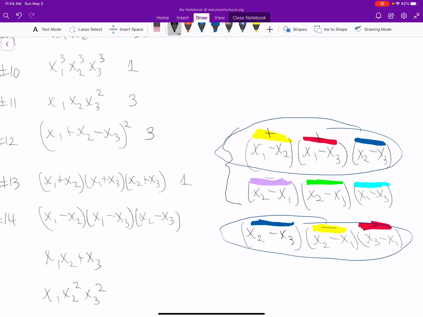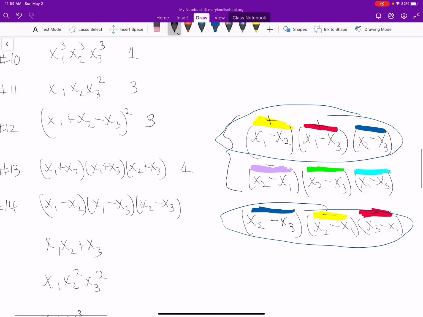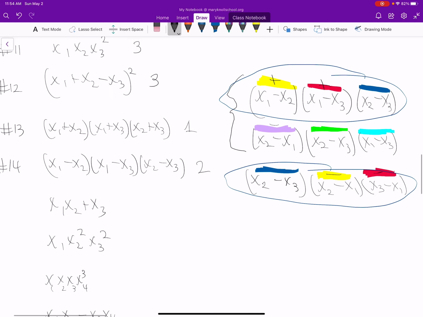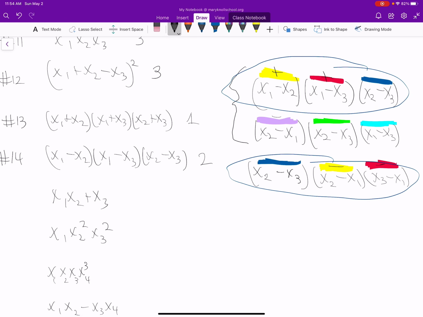So if we squared this whole thing, then we would end up with only one distinct variant because it's due to positive and negative only. So I'm going to go ahead and put here two distinct variants. All right, number 15.